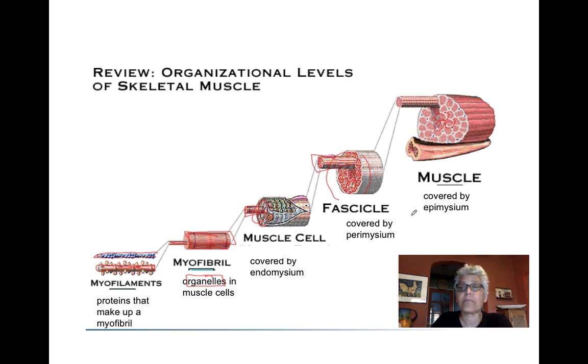So we can say that muscles are made of fascicles of muscle cells. Fascicles are made of muscle cells. Muscle cells are made up of myofibrils, and myofibrils are made up of myofilaments. So why don't you turn off the video for a minute and try to go through that so you understand the difference in organizational size of each different part of the muscle cell.